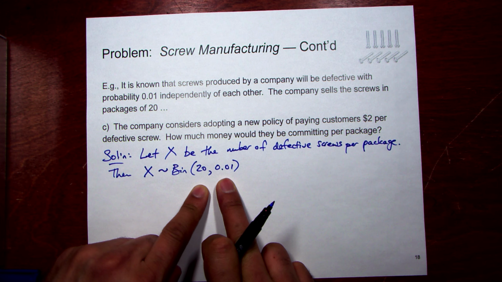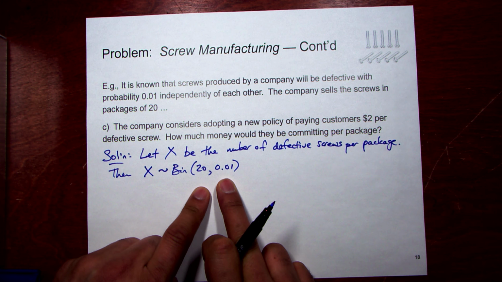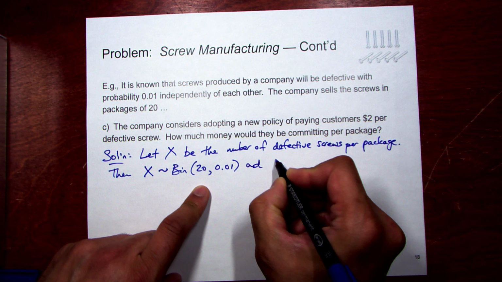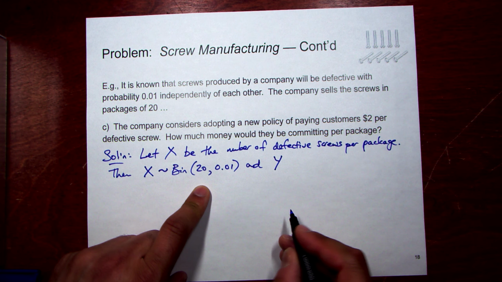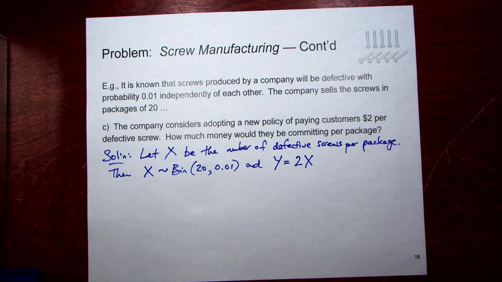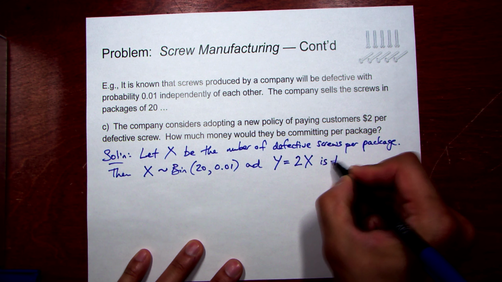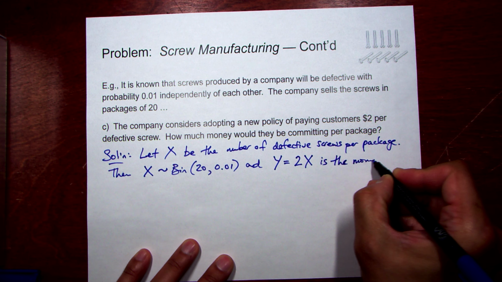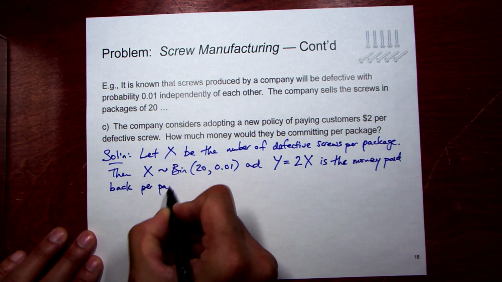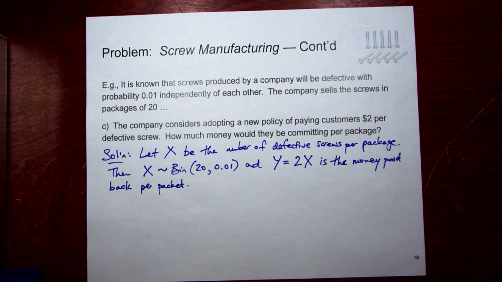Okay, we could ask the question, what's the expected number of defective screws per package, and multiply by 2. Or we could introduce another random variable. I'm going to do that because you should get in the habit of doing this too. So we can introduce another random variable, Y. Y is the amount of money. Y is going to be equal to $2 times the number of defective screws per package. It seems like I've made life more complicated, but really the math is no more complicated when we get to the calculation. So you'll see in a second. Okay, so that's the setup.